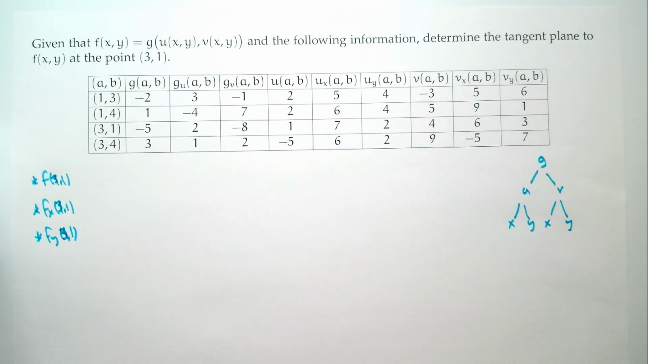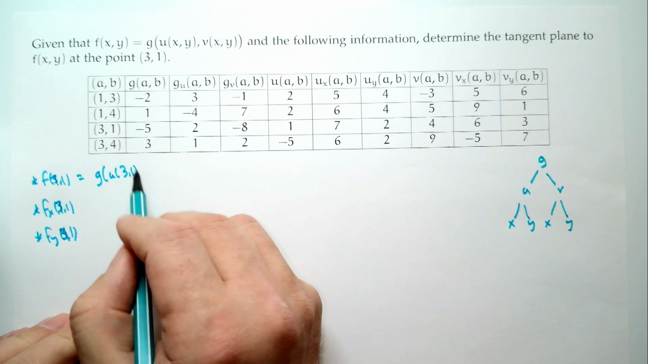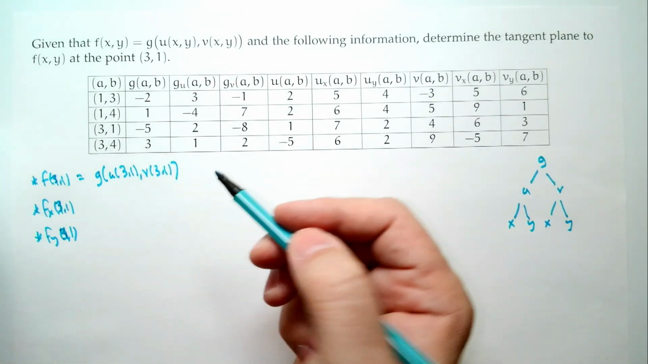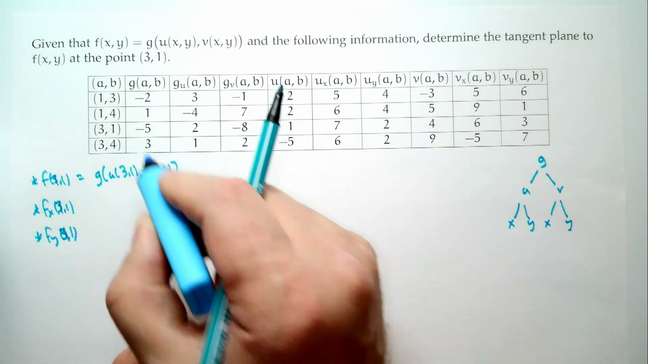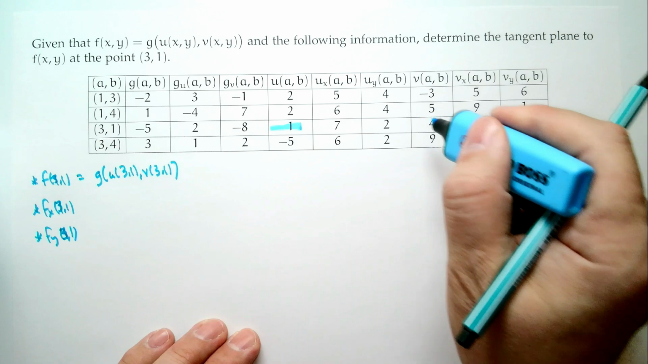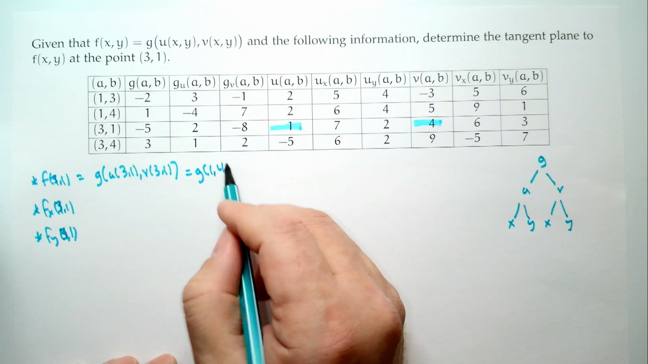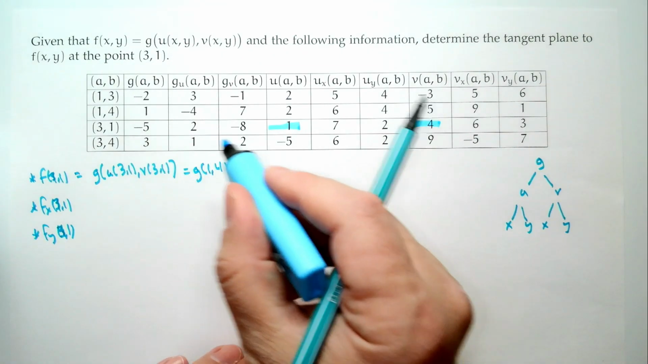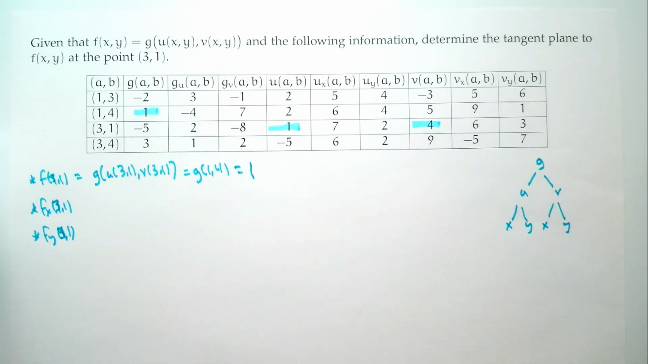All right, so what do we do? Well, let's do f of 3, 1. Because that one says f of 3, 1, that's g of u of 3, 1, and v of 3, 1. So we scan and we need to find u of 3, 1. That's there. We need to find v of 3, 1, and that's there. 1 and 4. So this is g of 1, 4. And where is g at 1, 4? Well, it's right there. So it's 1. That's how we figure out our f value at the point we need.